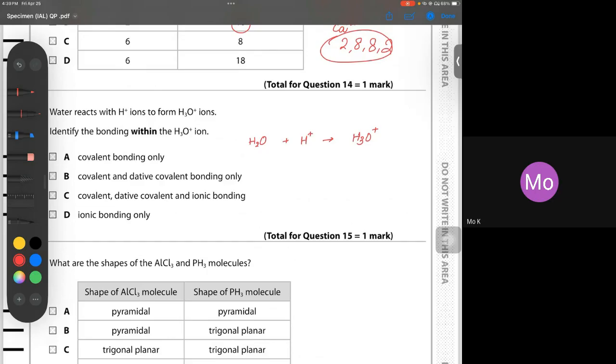So understood that it's going to have a covalent bond, and then we have to decide whether there is a dative bond or not. Water has two lone pairs of electrons. They are going to give the lone pair of electrons to this H plus. This is the definition of dative bond: sharing of an electron pair by one atom, by the same atom. So B is correct. So two types of bonds are there.